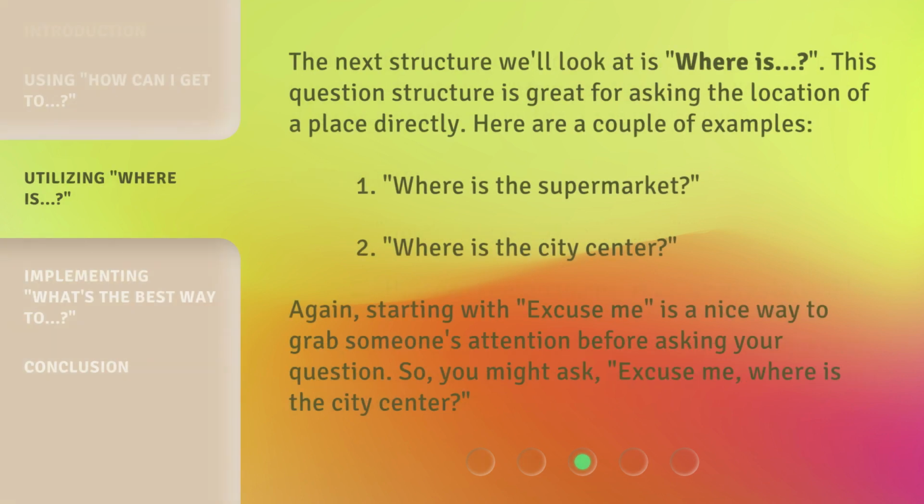The next structure we'll look at is, "Where is?" This question structure is great for asking the location of a place directly. Here are a couple of examples. 1. Where is the supermarket? 2. Where is the city center? Again, starting with, "Excuse me," is a nice way to grab someone's attention before asking your question. So, you might ask, "Excuse me, where is the city center?"